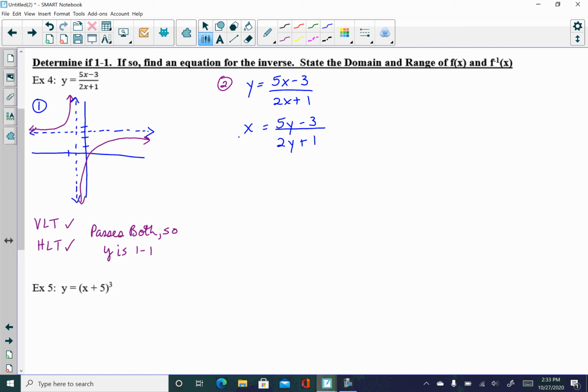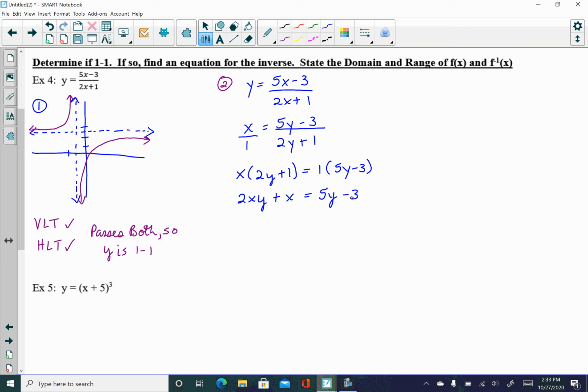You can think of this as x over 1, and we can just cross multiply. So x times (2y plus 1) equals 1 times (5y minus 3). I'll just burn an extra step here. Now let's take this x and distribute it through. So 2xy plus x equals 5y minus 3.